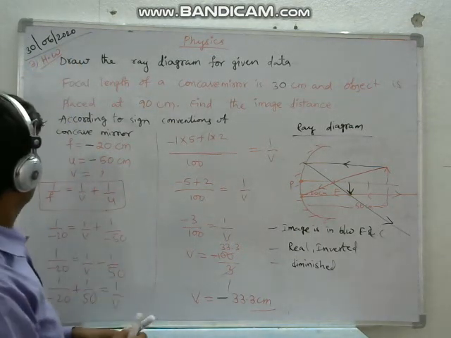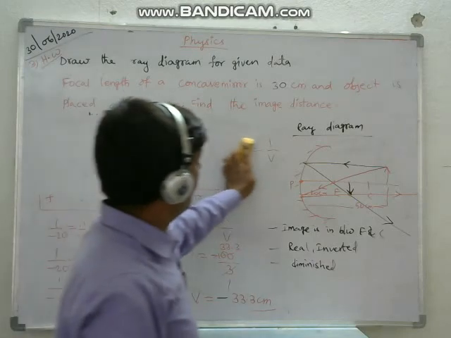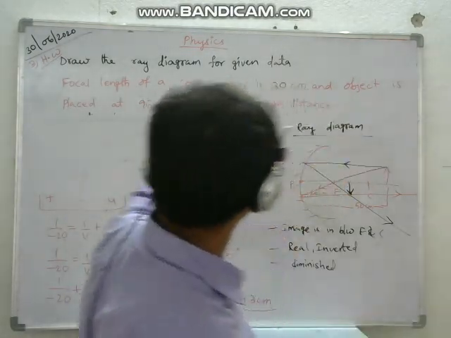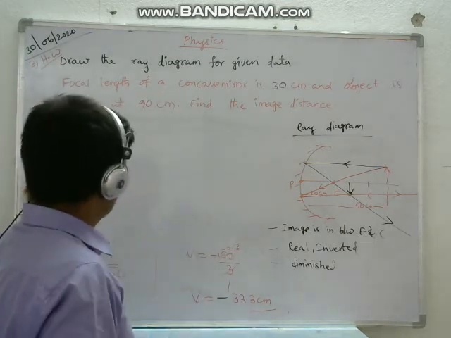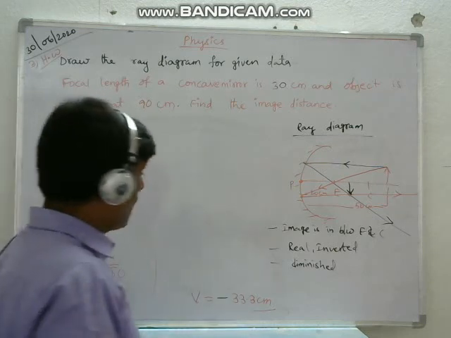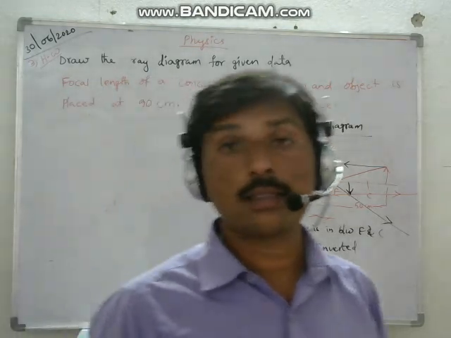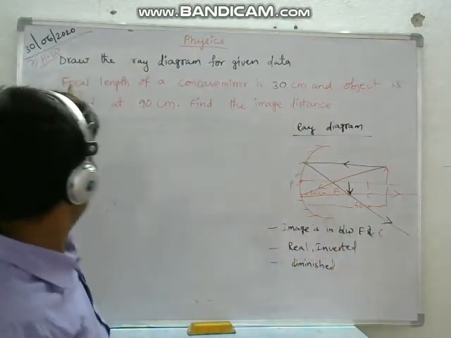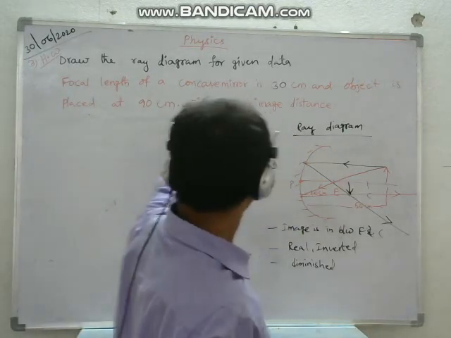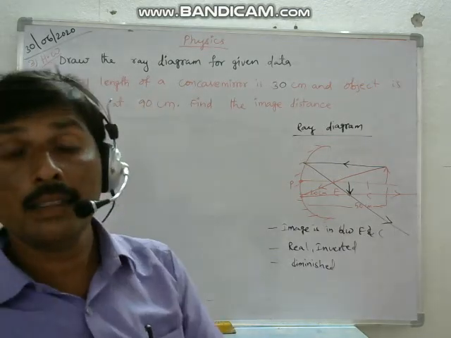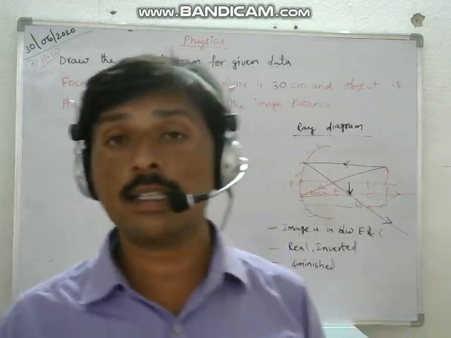The focal length of a concave mirror is 30 centimeter and the object is at 90 centimeter, that is behind C. Based on the given data, you are clear that the object is behind C. So you need to find the image distance as well as the ray diagram. The focal length is 30, so the radius of curvature is 60. Then the object is behind C. So find the image distance, draw the ray diagram, and write the characteristics.